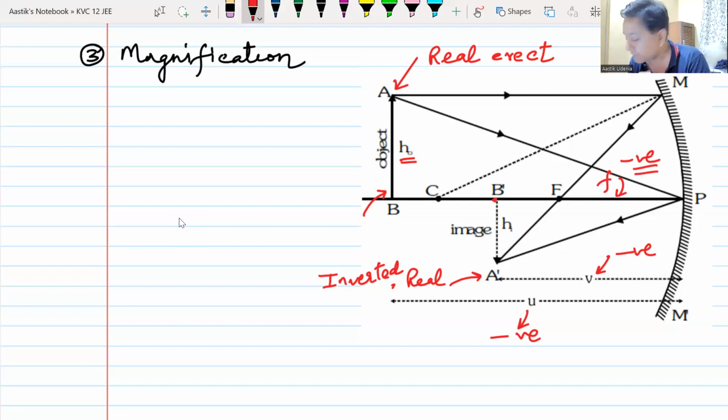I have an image. Now, how do I define magnification? We can have two types of magnification. We'll discuss the first type here. The first type is known as transverse or lateral magnification.